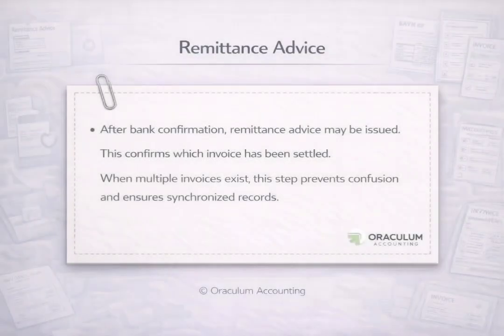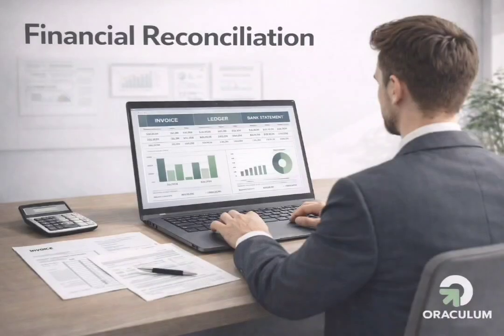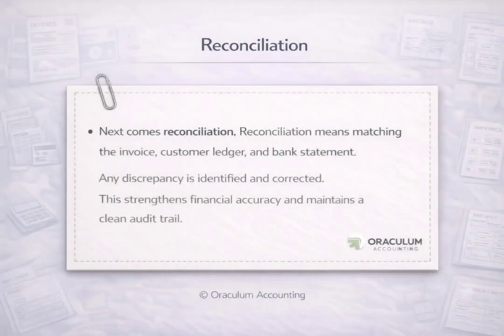After bank confirmation, remittance advice may be issued. This confirms which invoice has been settled. When multiple invoices exist, this step prevents confusion and ensures synchronized records. Next comes reconciliation. Reconciliation means matching the invoice, customer ledger, and bank statement. Any discrepancy is identified and corrected. This strengthens financial accuracy and maintains a clean audit trail.